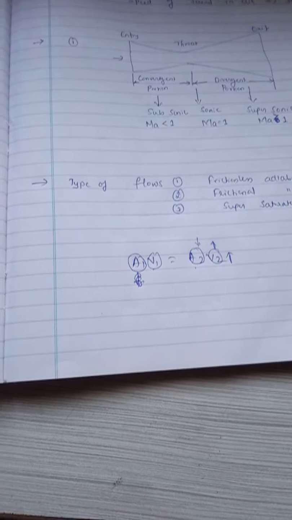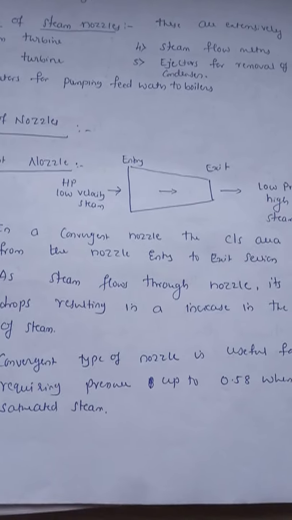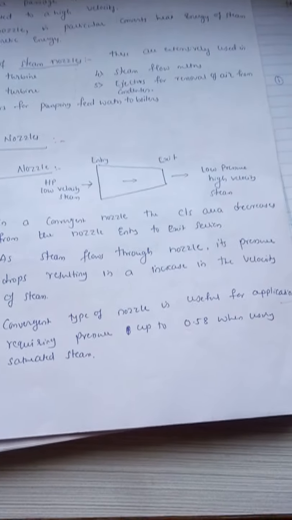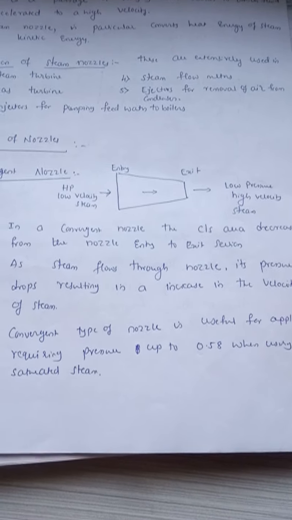That is the continuity equation. Here it is going to apply, right? So many people can ask, if I pass through the convergent portion, what will happen? Why should the velocity increase? This is due to the continuity equation. If you substitute the values, you will get the velocity increased, right? So it is useful in applications requiring up to 0.58 when using saturated steam, right?